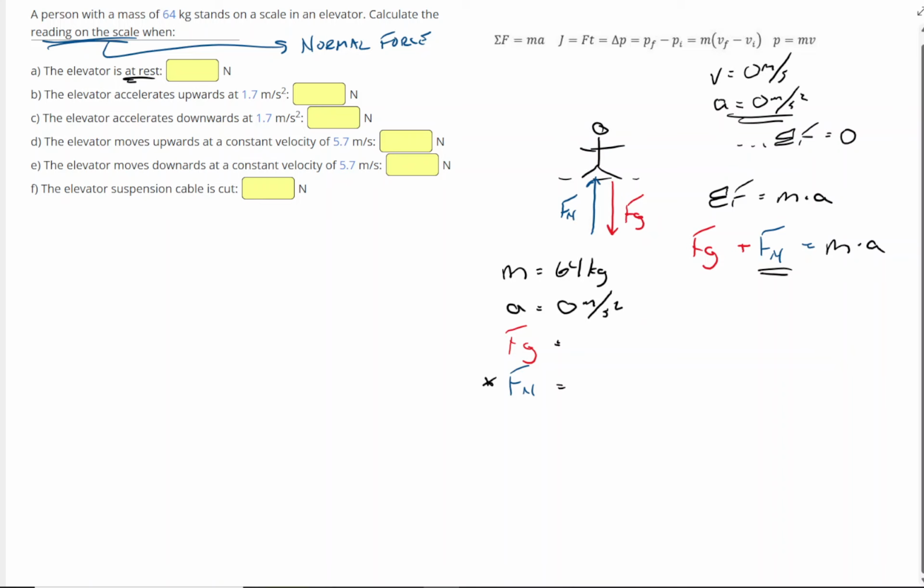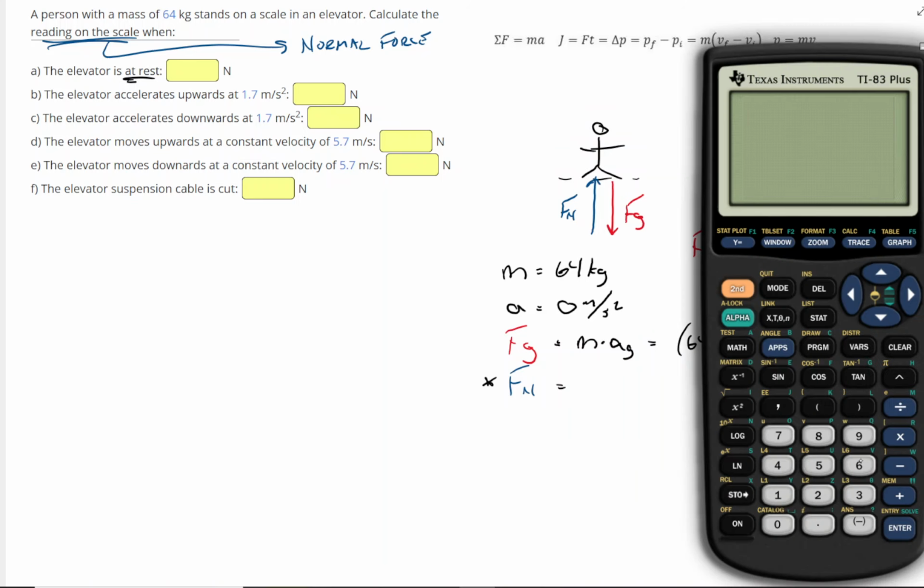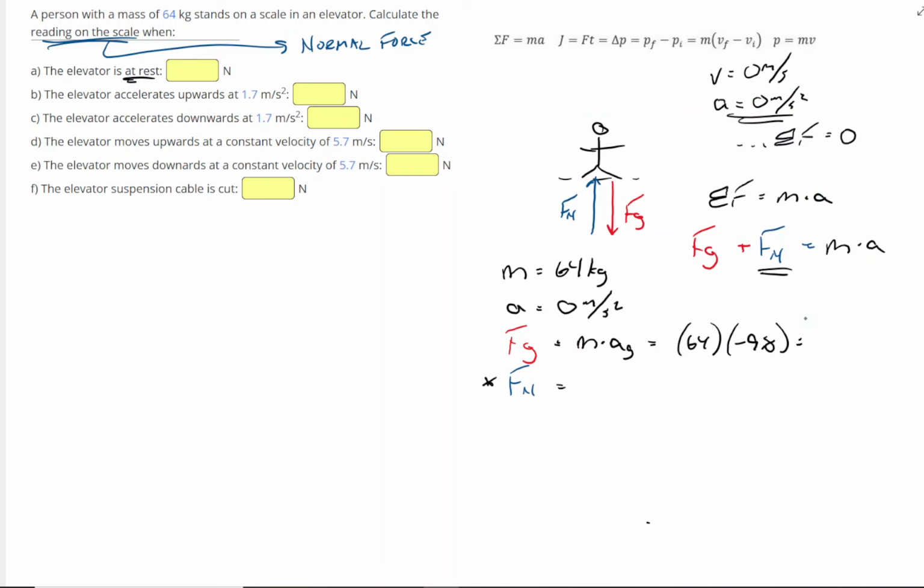Well, that means we need to know what Fg is. Well, Fg is always equal to the object's mass times the acceleration due to gravity. So in this case, it's 64. And there's a downward force of gravity, which is why on my diagram I get a negative value. If I take 64 times 9.8, I get 627.2 newtons.